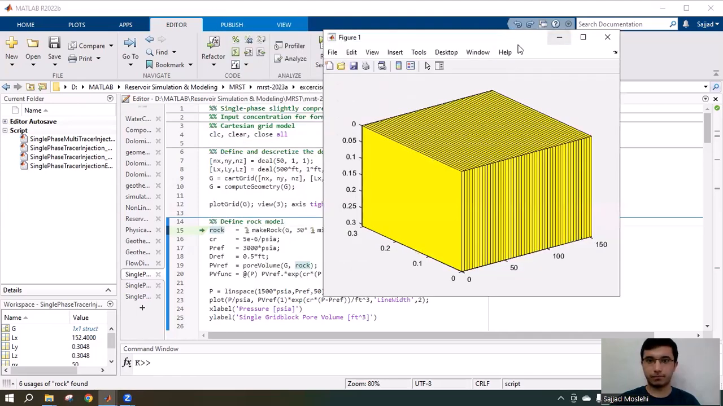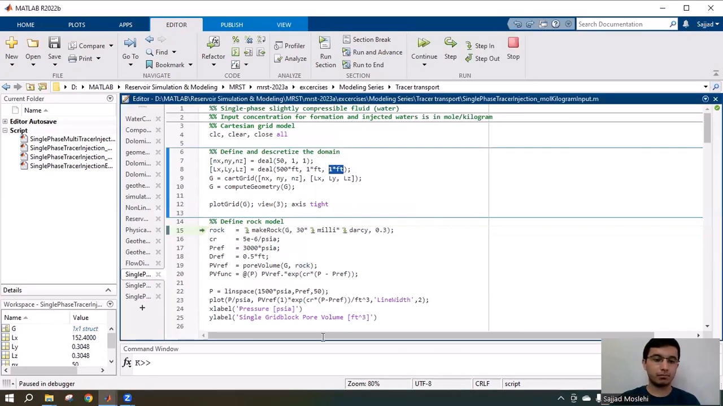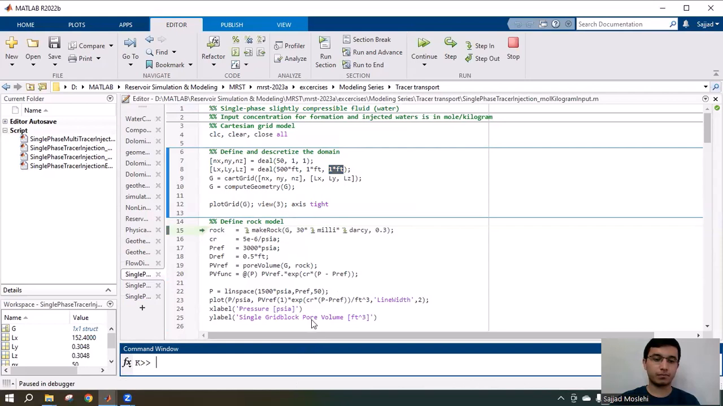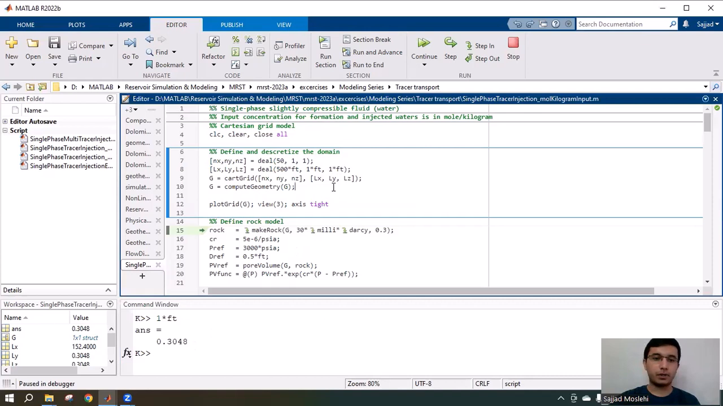All right. And as you see, the numbers that we see here are different from the numbers here because the unit of length that MRST uses is meter, not foot. All right. So if I put this here, you'll see that this is in meters, 0.3048 meters. All right. Which is equal to 1 foot.